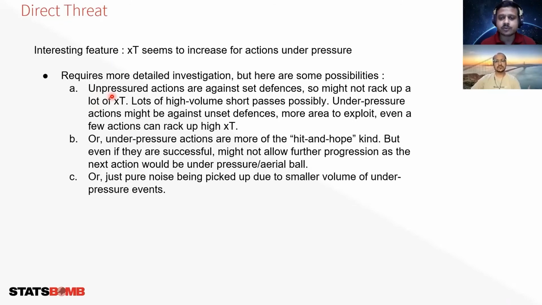So it's hard to find a lot of dangerous spaces against set defenses. Hence, these players are attempting a lot of high volume positive actions, but they're mostly short passes or short carries, and then they pass on to someone else. So these do not rack up a lot of XT. On the other hand, under pressure actions could be against unset defenses, and there is more area to exploit. So if you bypass the pressure, there's a lot of space to exploit, and so the unpressured actions could rack up high XT in principle.